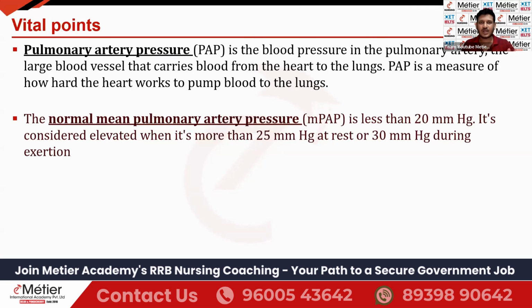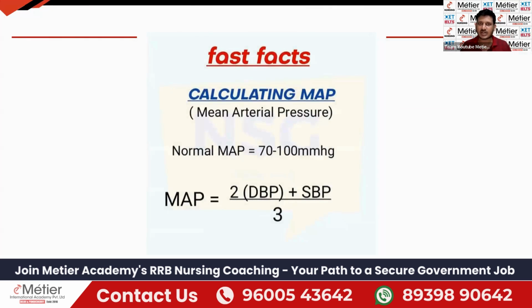Okay, the same way, one more vital point is there. This question was already asked in the exam. So that's why I added this one. Previously we discussed mean pulmonary artery pressure, right? The same way here, one more arterial pressure is there. That is normal mean arterial pressure. What is that? Mean arterial pressure.